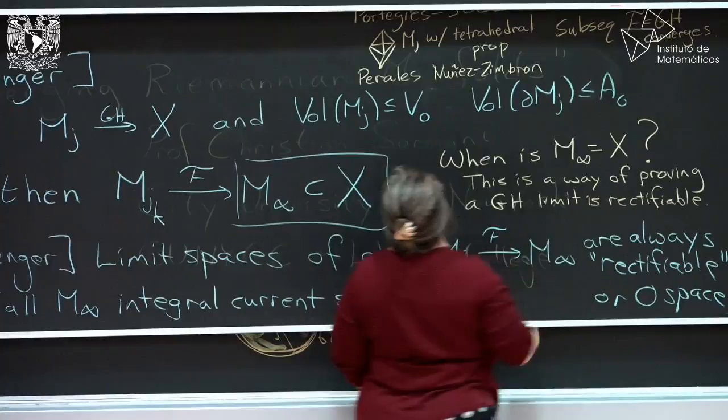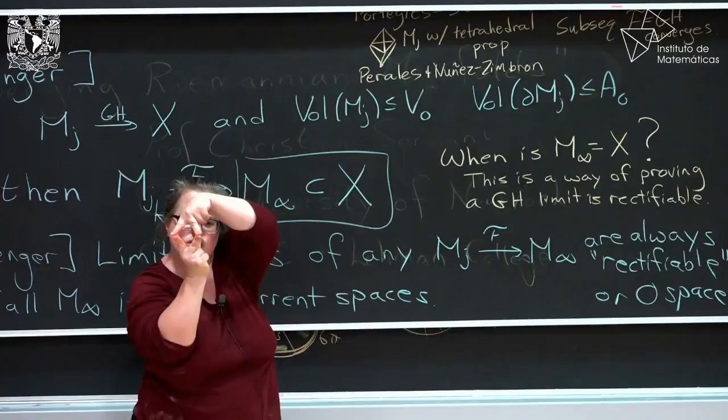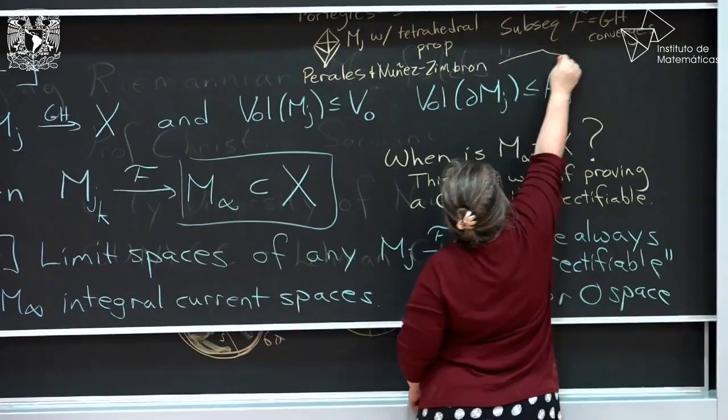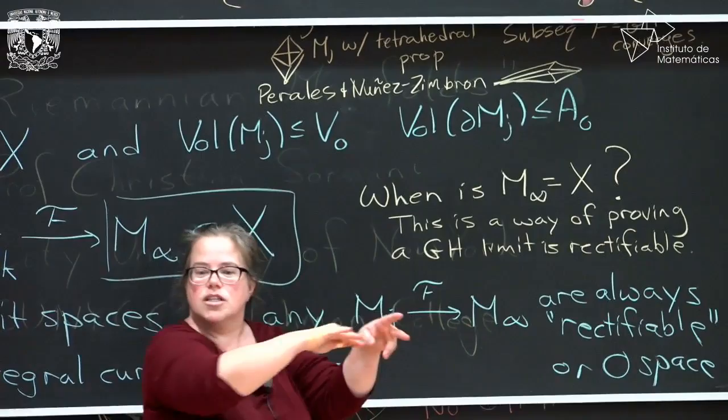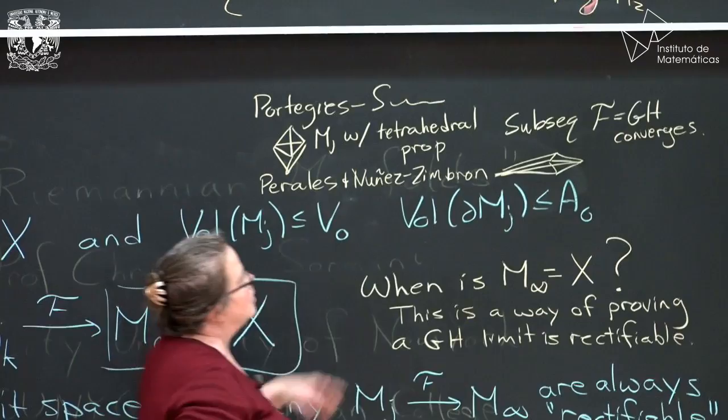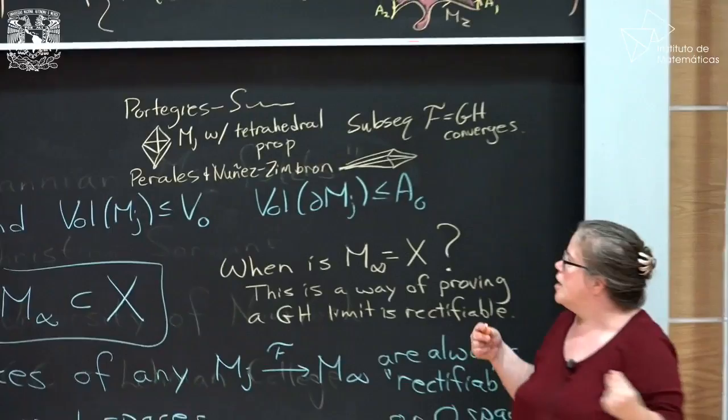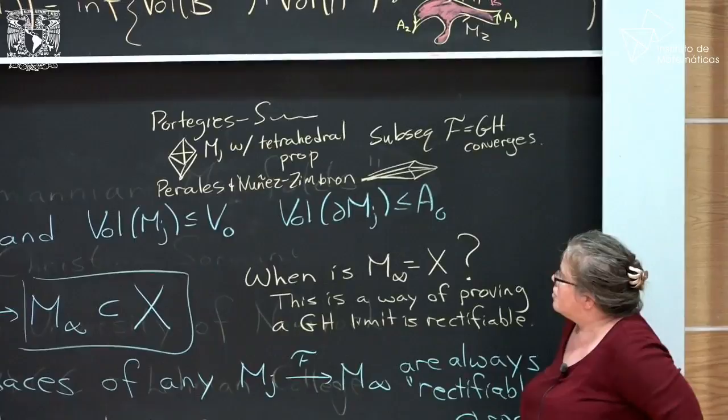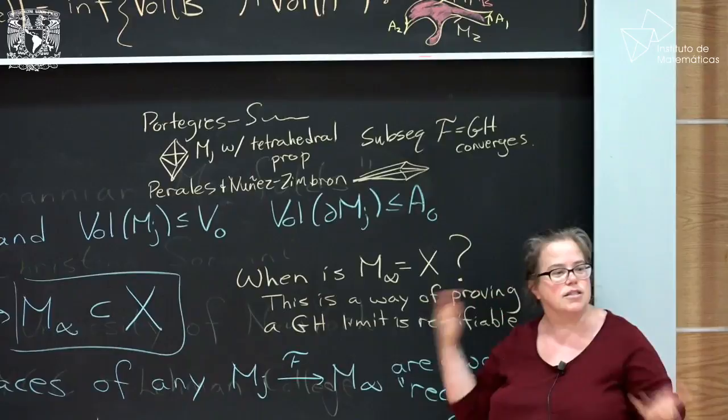They noticed that this tetrahedral property was too stiff and it doesn't fit into a long skinny cone. So they made a tetrahedral property that allows for very thin tetrahedra that could fit in cones. This allows a larger class of spaces, and for that larger class of spaces, they also prove a subsequence flat equal GH converges. It doesn't allow them to become arbitrarily thin, because that would be collapsing. One of the current projects that Raquel Perales and I are looking at is what would be the classes and properties of such limit spaces. Thank you very much.